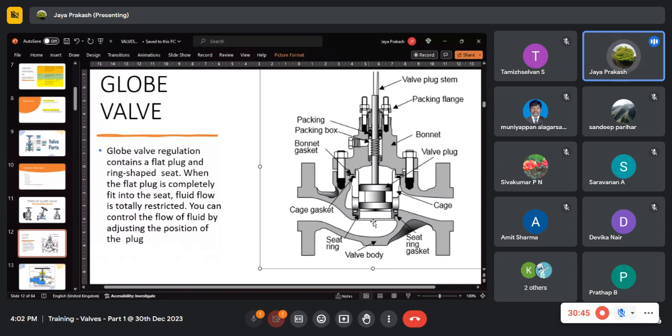Flow is restricted. You can control the flow of fluid by adjusting the position of this plug. So if it raises, it will open this area, and the flow takes place. And if it closes, comes into contact with the seat, it will close this opening, and the flow is completely stopped. By adjusting this position, the flow is also controlled. So it is used as a control valve also. So this is the operating principle of a globe valve.